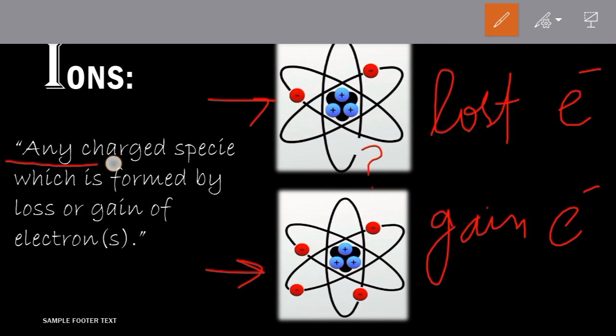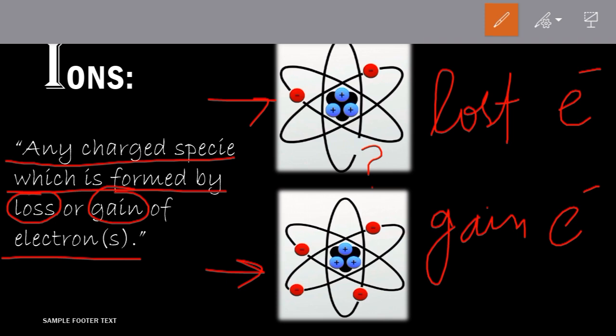So students, any charged species which is formed by the loss or gain of what? Of electrons. Very good. So any charged species which is formed by loss or gain of electrons is called an ion.